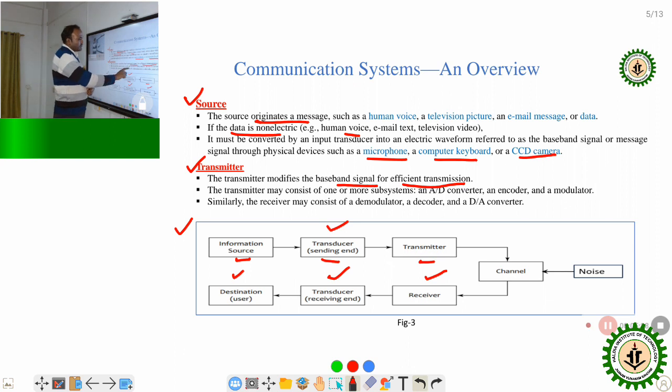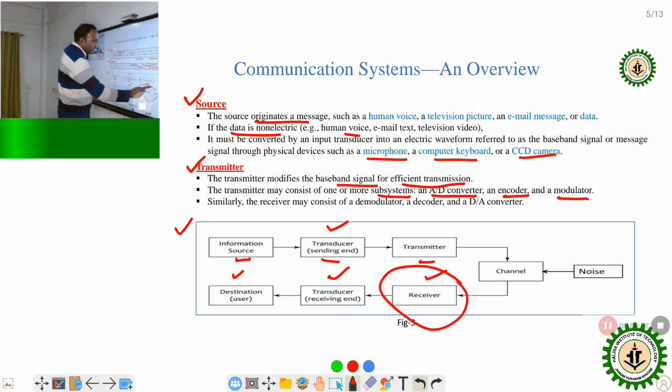So the transmitter may consist of subsystems, that is the A to D converter, encoder, and modulator. These are some basic parameters of the transmitter. When you use the transmitter, you can follow the A to D converter, encoder, and modulator. At the same time, at the receiver end, we also use the decoder, the D to A converter, and also the demodulator. So these are some portions we can cover in the receiver section.